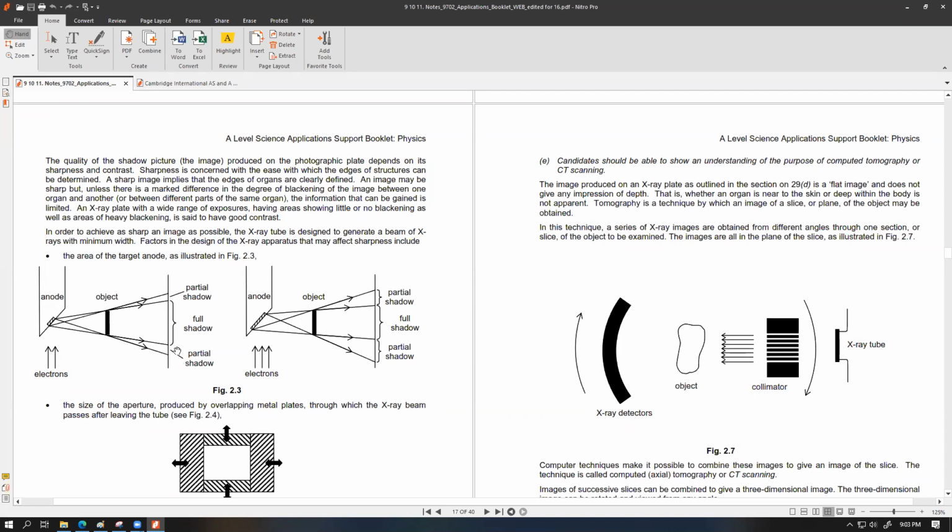These have some names, umbra and penumbra, and something like that, full shadow, partial shadow. You don't have to remember those names. I find them very confusing. So you can just write partial shadow, full shadow, partial shadow, which works. What they're trying to show you is that whenever the anode target area is small, or your source of the X-ray beam is small, then you're going to have a thin partial shadow, and you're going to have a full shadow which is pretty large.